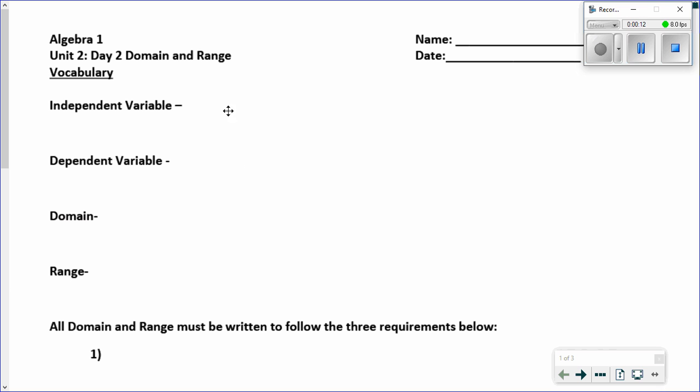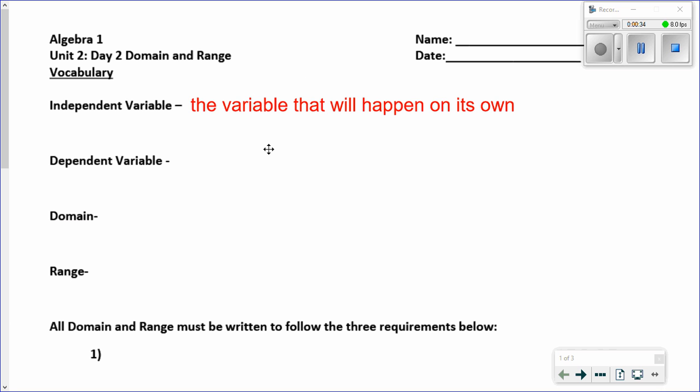So independent variable is a variable that will happen on its own. Usually there's going to be two variables that we're talking about. One depends on the other. One's going to happen no matter what, like time, age, those kind of things don't change just because something else changes. Those are our independent variables.